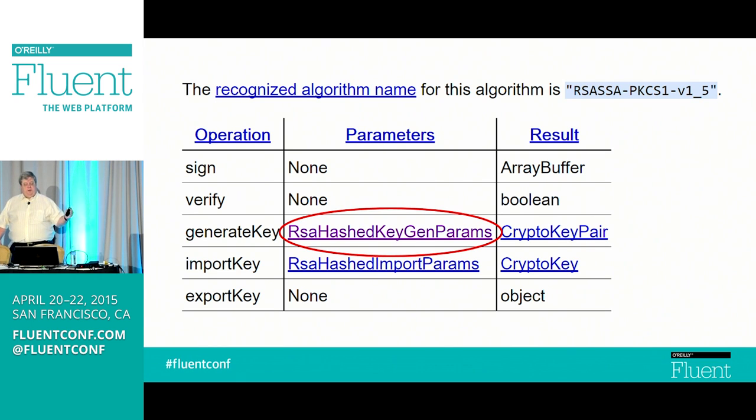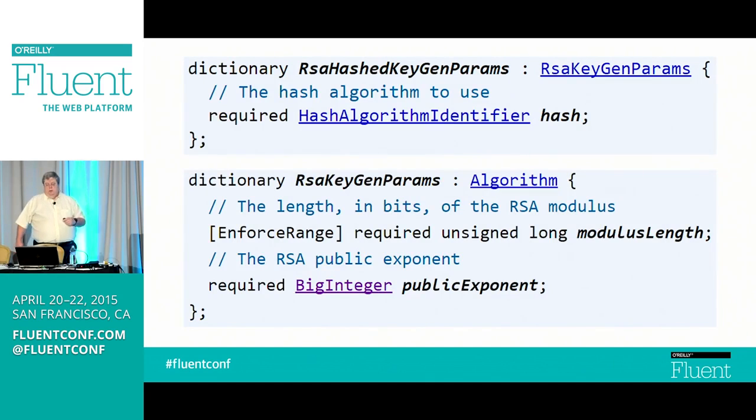So we can see if I generate a key for RSASSA-PKCS1-v1_5, sort of the obvious one you'd want to use, I need to give it an object with RSA hash keygen params in it. And I'm going to get a crypto key pair passed to the callback. If I follow the link to see what RSA hash keygen params are, I get more Web IDL.